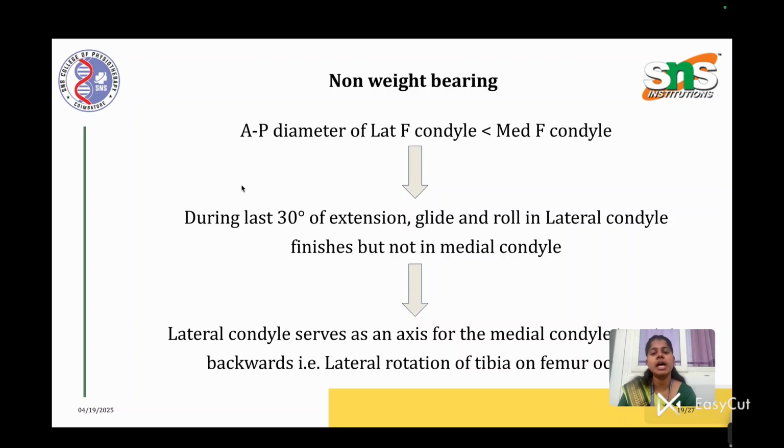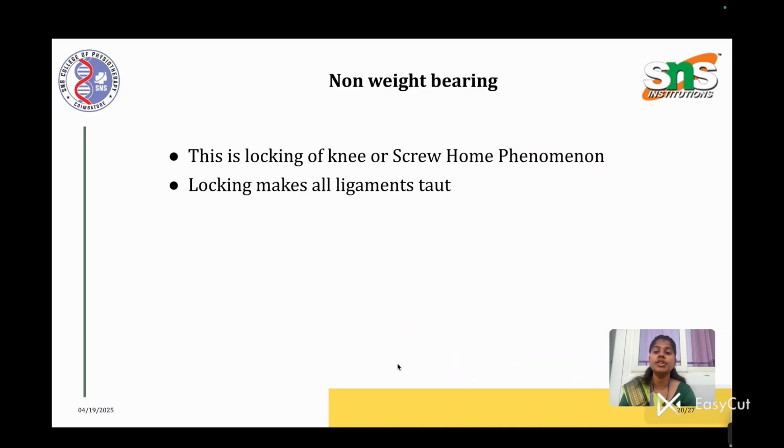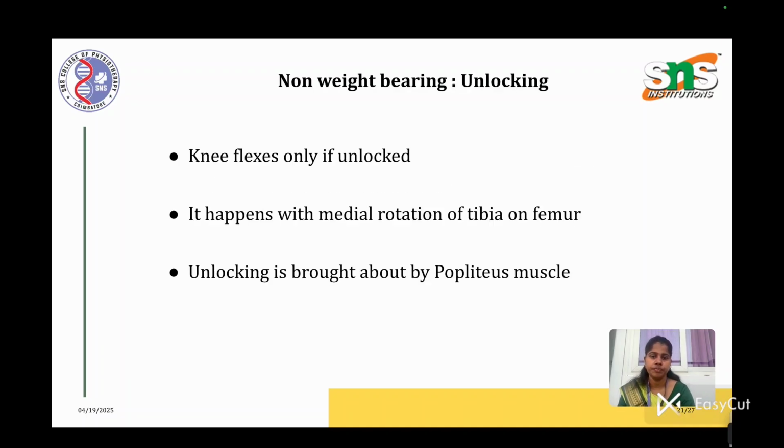The anteroposterior diameter of the lateral femoral condyle is greater than the medial femoral condyle, as we all know. And during the last 30 degrees of extension, glide and roll in the lateral condyle finishes, but not in the medial condyle, as we discussed before. And the lateral condyle serves as an axis for the medial condyle to move backwards. That is, lateral rotation of the tibia on the femur will be happening. And during non-weight bearing, this is the locking of the knee or screw home phenomenon. Locking makes all ligaments taut, as we all know.